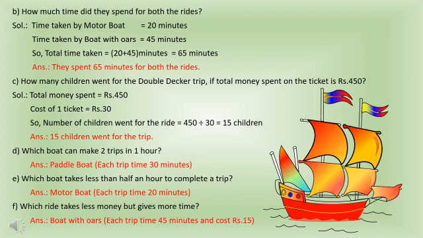Next one is, which boat can make 2 trips in 1 hour? And the answer is paddle boat, as each trip time for paddle boat is only 30 minutes and we know 60 minutes equals to 1 hour and 30 minutes plus 30 minutes is 60 minutes equals to 1 hour.